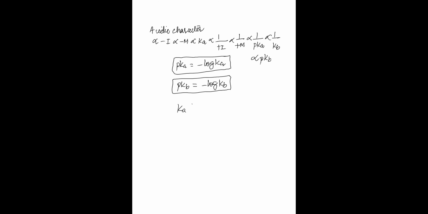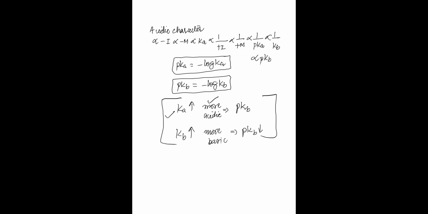So if you have a higher value of Ka, that means more acidic. More acidic means less basic. Less basic means Kb is less and pKb will be more. Are you getting my point? If you have more Ka value, then more acidic. If something is more acidic, it is less basic. Just wait a minute, let me explain in this term. More acidic means pKb will be higher. And if Kb is greater, that means more basic, and more basic means pKb will be lower. Here I should write pK instead of this. Are you getting my point? Yes, sir.